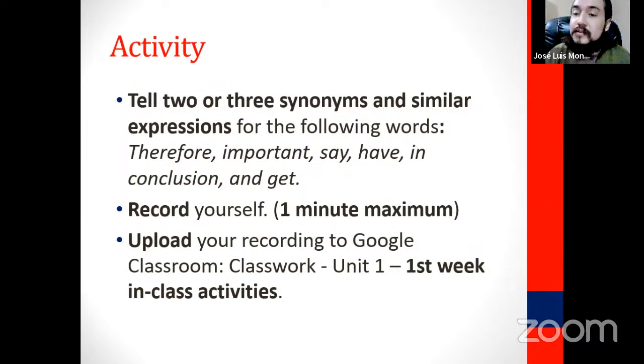Okay. And this strategy is about having a list of simple words such as therefore, important, say, have, in conclusion, and get. But you know that if you look for a complex list of synonyms, you're going to find very interesting words. If you find them just as they are in a text, you're not going to understand what they are. But again, if you know that they are a synonym of important, of therefore, and so on, it's always going to be a plus.